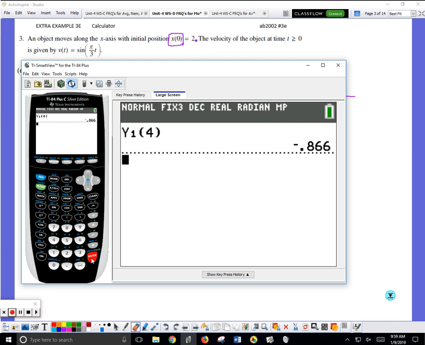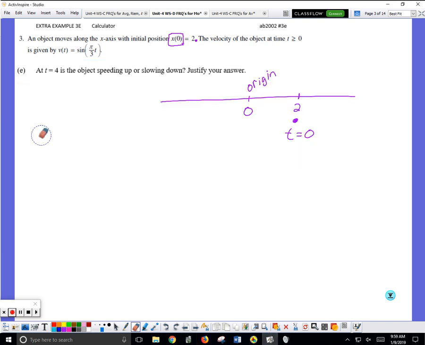So you need to write that on your paper. So the velocity of the particle at time equal 4 is equal to negative 0.866. Hey, someone, what does that mean? This is not new material, just reviewing things we've talked about all year. What does it mean for the velocity to be negative 0.866?